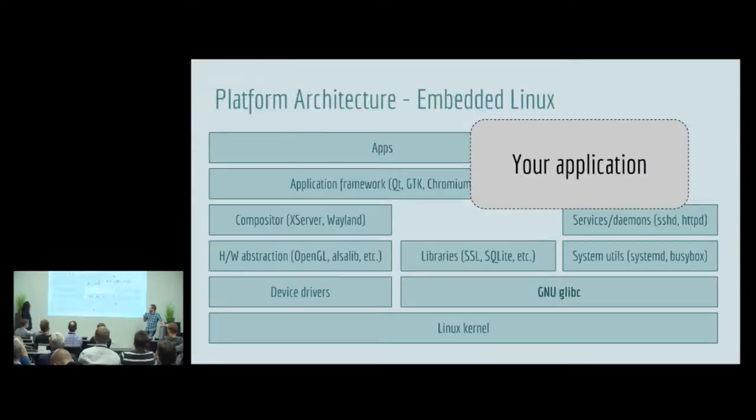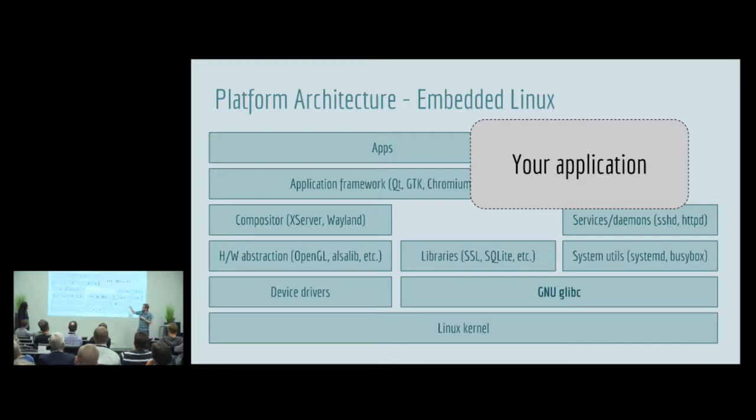So let's just look at a typical platform diagram for an embedded Linux. You have the kernel at the bottom. You have the glibc C library on top of that. And you also have device drivers, obviously, for your devices. And then you typically pull in whatever components you need to support your application. You can build your low-level system utilities using systemd, which is modern these days. You typically pull in BusyBox to get some shell utilities.